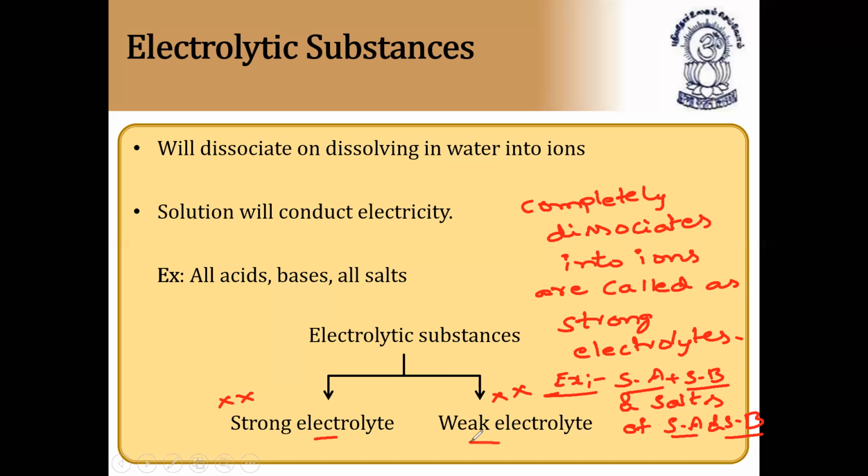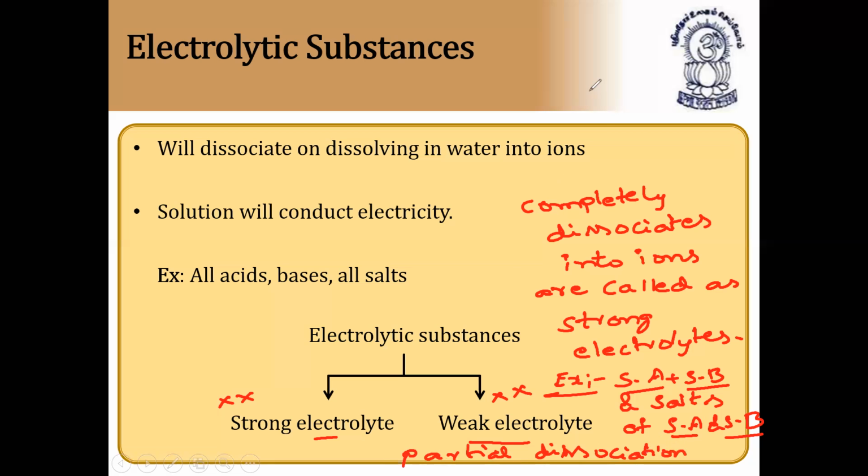Now, what are weak electrolytes? The substances which do not completely dissociate into ions on dissolving in water. They have partial dissociation. Weak electrolytes have partial dissociation. They are called weak electrolytes.